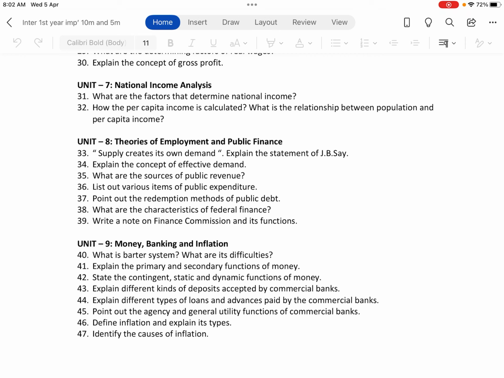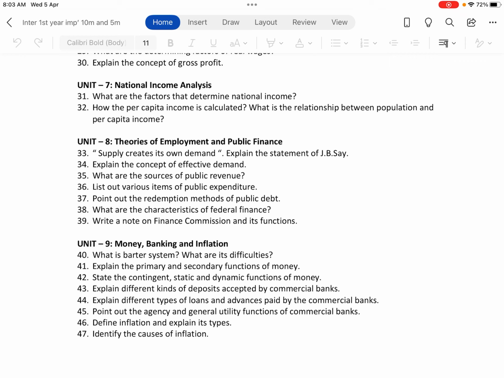Okay, the next 5 marks you can expect from unit 9, that is money, banking and inflation. So from this unit also only one question has been asked. So the important questions from this unit is 40th one, what is barter system and what are its difficulties? 41st, explain the primary and secondary functions of money. Actually the functions of money and functions of commercial banks. So those questions are very important.